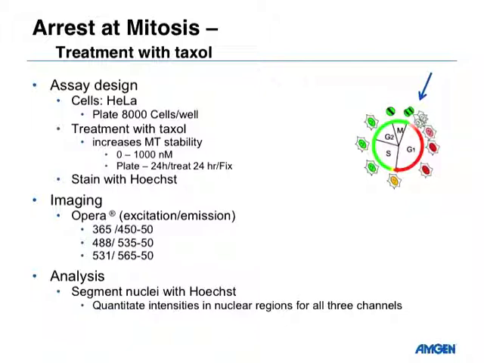One of our first experiments was looking at the changes with treatment with Taxol. Taxol is a microtubule stabilizer. We plated HeLa cells and used increasing concentrations of Taxol. We imaged these and also stained the cells with Hoechst. We imaged these on the Opera, so we're imaging the Hoechst channel, the green fluorescent protein, and the red fluorescent protein. It's a fairly simple analysis: we're segmenting the nuclei and looking at the red fluorescence and the green fluorescence.